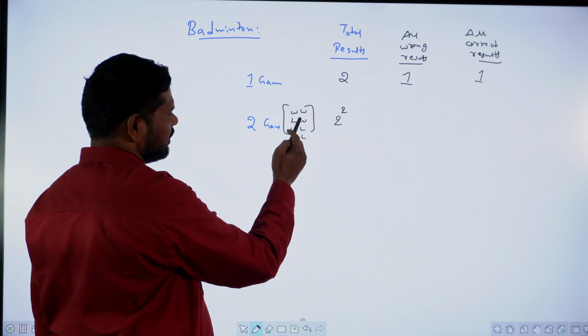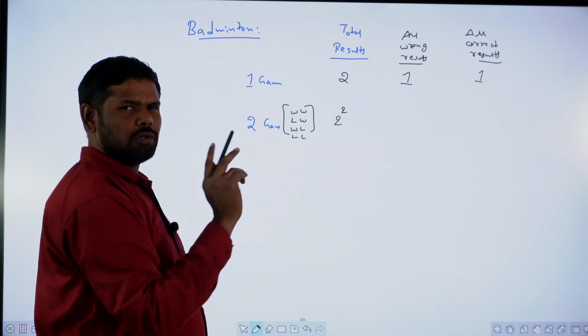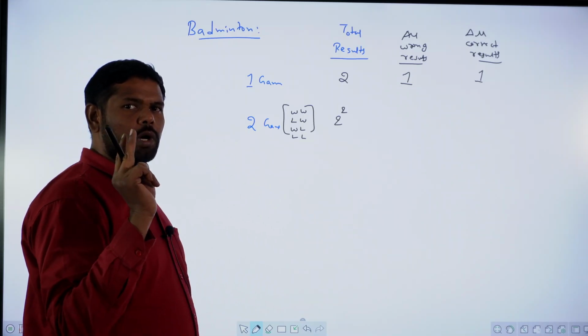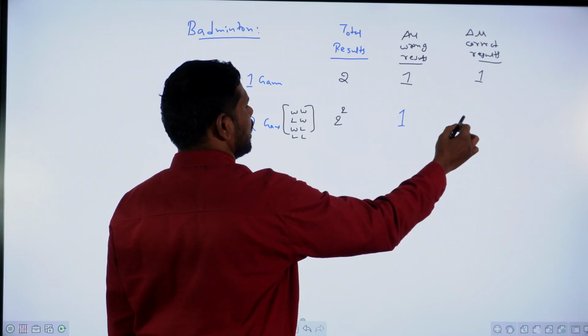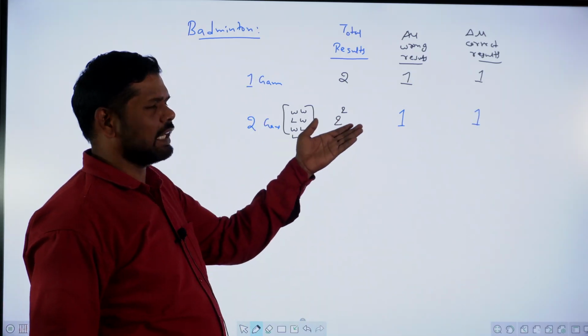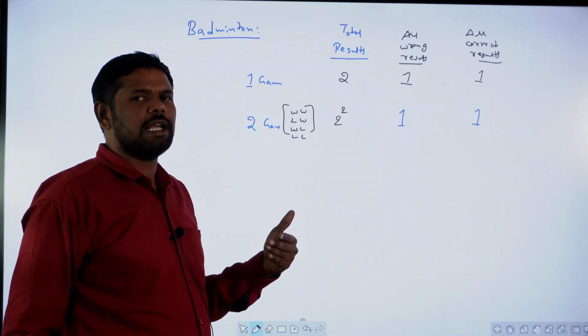First case, observe here. Only two options are there: won or lose. All wrong results can be announced in only one way. All correct results also can be announced in one way. Why? Because we don't have any extra choices. If he won, we say in the wrong way as lose only.